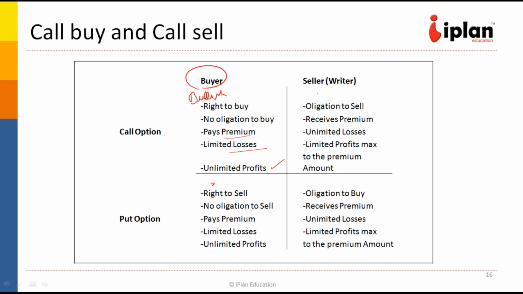And the seller of the call option is basically bearish. He thinks the price will go down. So the seller of the option contract is basically in a short position. What he does is he takes the obligation to sell, and for that he is receiving some extra premium. And he has unlimited loss if the price goes up and limited profit if the price goes down. So this is what is with call option buyers and sellers.